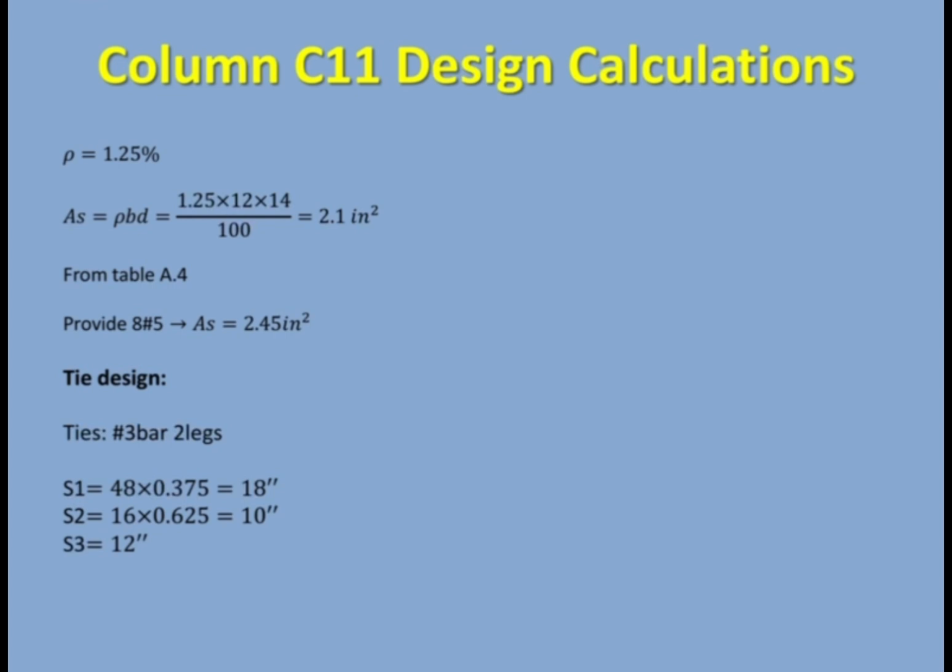Now for tie design, we design ties for number 3 bar, 2 legs. So first we take the spacing by 48 tie bar diameter, which is equal to 0.375, and it is equal to 18. Then 16 into long bar diameter, which is equal to 0.625, and it is equal to 10. Finally, the least lateral column dimension, which is equal to 12. We choose the lowest number, which is 10, for designing.